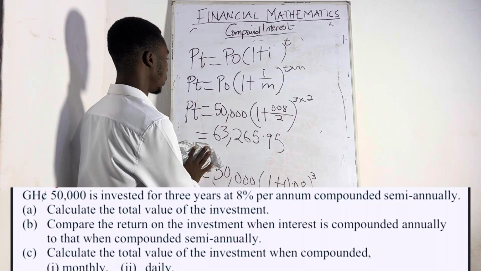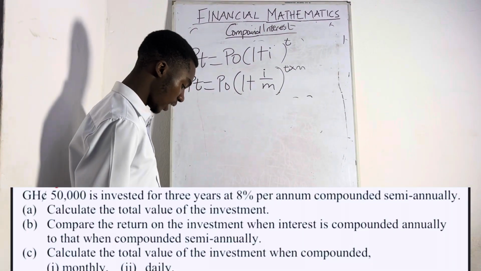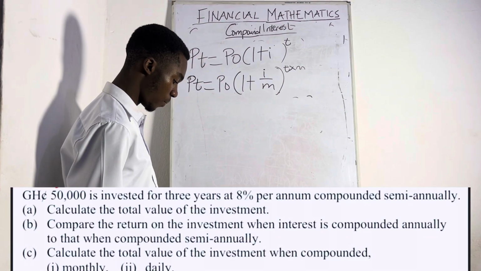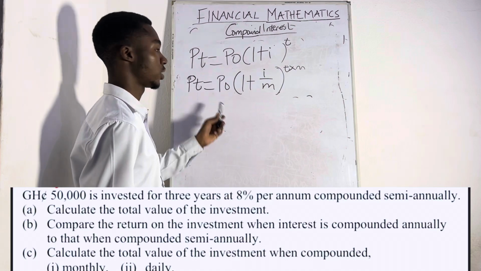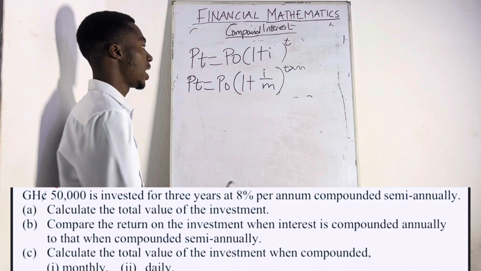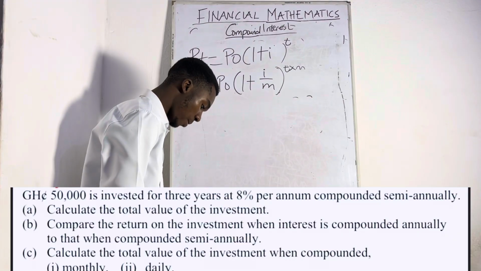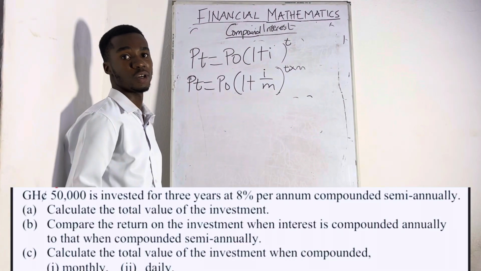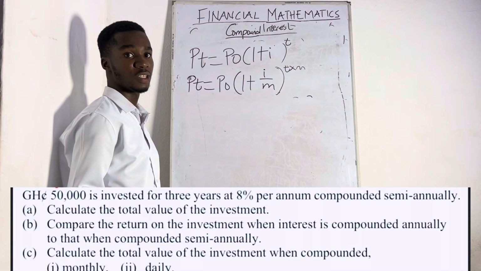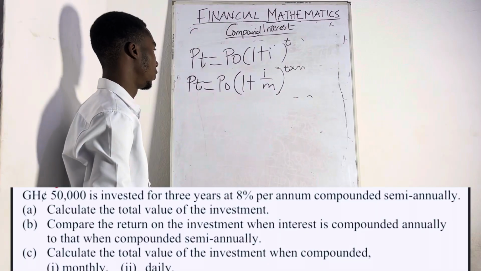So let's clean the board so that we solve it. So the C says calculate the total value of the investment when compounded (i) monthly, (ii) daily. So this is the formula we use because you are compounding more than once in a year. And I said the M is how many times you are compounding in a year. And if it's compounded monthly, it means you are compounding every month. So our M is 12 because there are 12 months in a year. Every single month from January to December, you are compounded. So our M becomes 12.